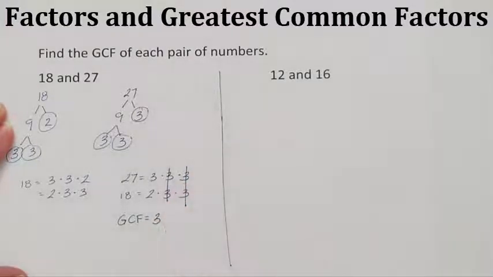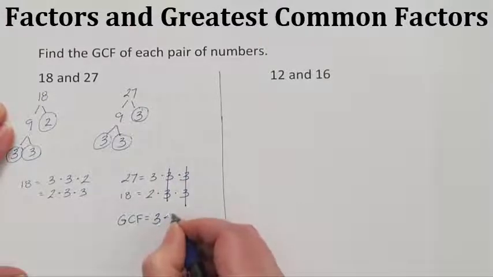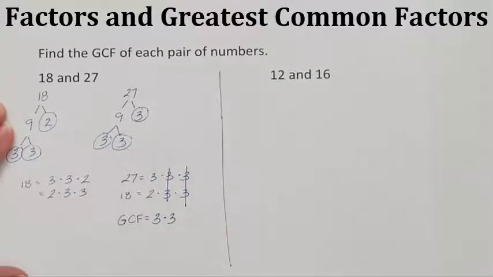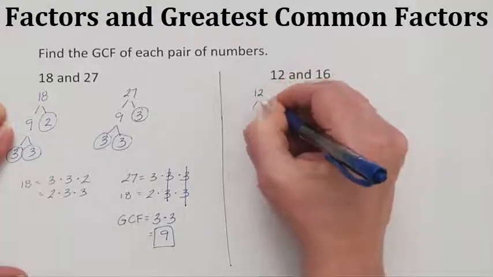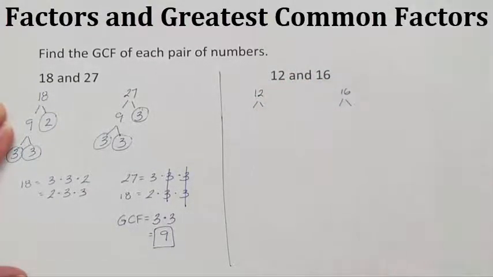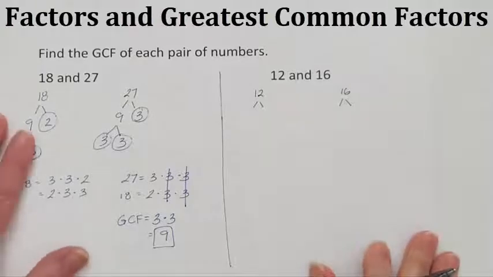I see another 3 in each list. So I'm pulling that 3 out and saying, hey, there's another one that I have in common. They have no other numbers in common. So 3 times 3 is 9. So the greatest common factor between the numbers of 27 and 18 is 9. So let's go ahead and come over here and we're going to do it again. We're going to do it for 12 and we're going to do it for 16 and see what the greatest common factor is between those numbers.